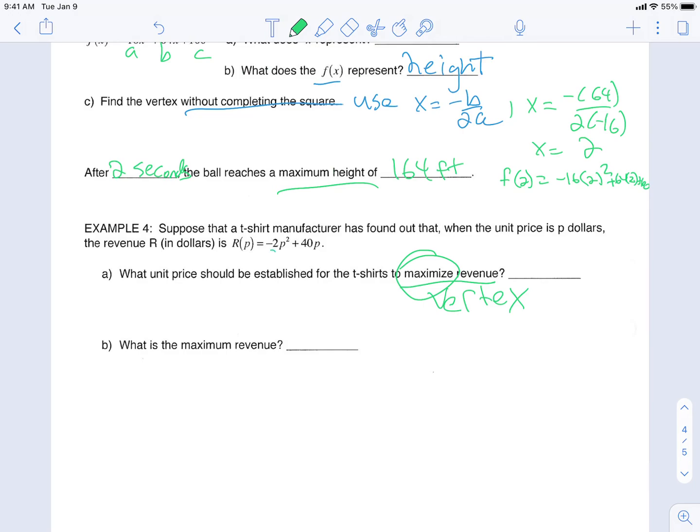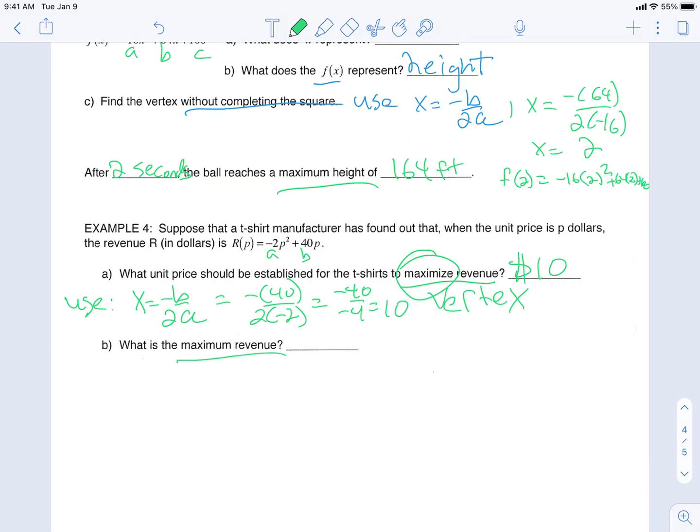So what is the maximum value? Well, this is my A, and this is my B. So I'm going to use x is equal to -b over 2a. So in this case, P is equal to -b over 2a. So now the opposite of 40 over 2 times negative 2. So that's negative 40 over negative 4, which is 10. So you should charge $10 to maximize revenue.